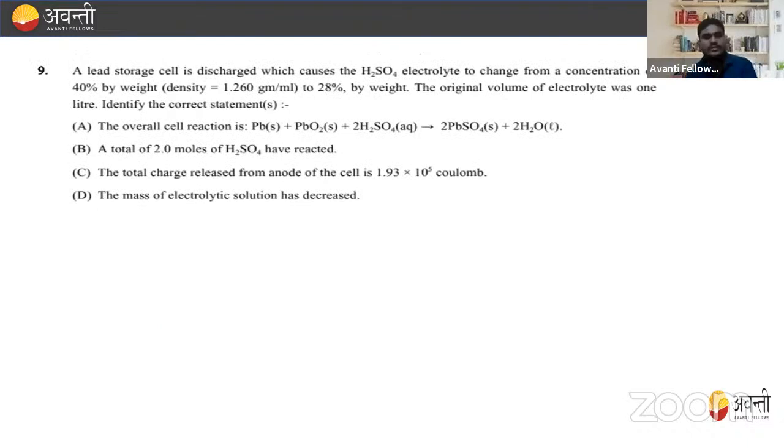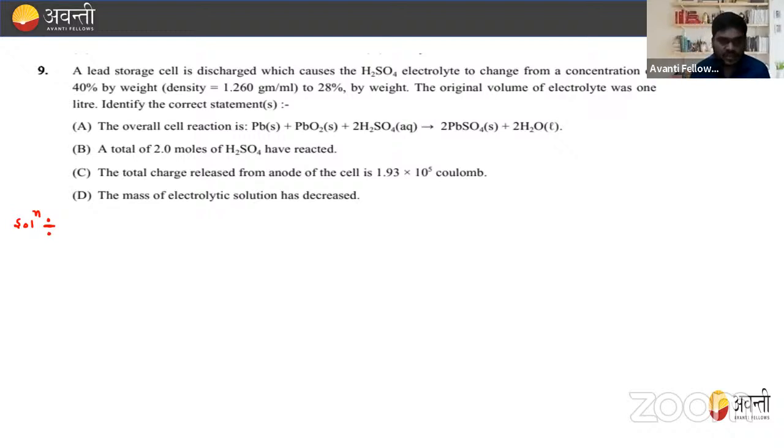That is question number 9. In this also, this is a multiple answer type question, right? So you have to identify which option is correct. A lead storage cell is discharged, which causes the H2SO4 electrolyte to change from a concentration of 40% by weight, density equal to this, to 28% by weight. Now the original volume of the electrolyte was 1 liter. Identify the correct statement, right?